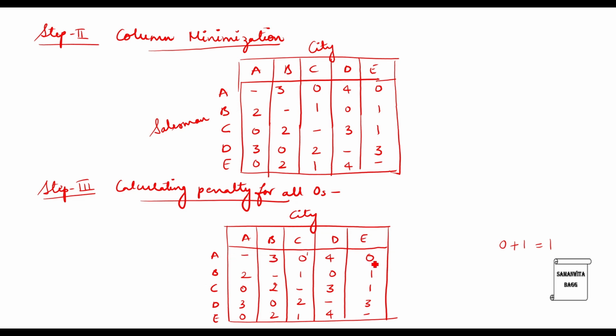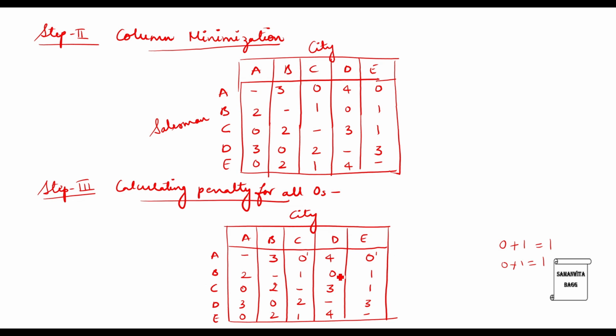In this first row, apart from this 0, there is another 0. So for this 0 below E, the minimum value is 0. In its corresponding column, the minimum value is 1. So again this sums up to 1. So penalty for this 0 is 1 and for this 0 is 1. Next I'll go for the second row.